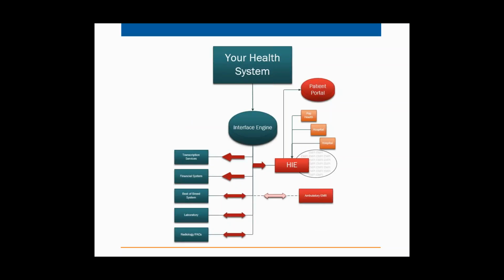You can add some color, really looking at the unidirectional versus the bidirectional, seeing these: a financial system, transcription system, lab, radiology, PACS. What have you got going? This isn't there yet, but they're planning to connect to their ambulatory EMR, okay? They have an HIE with which they participate, and some other hospitals feed that as well. There's an EMPI.